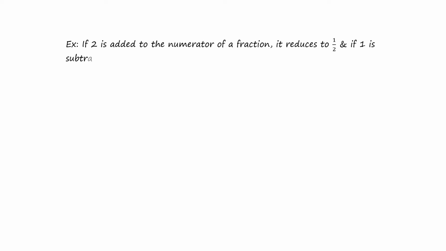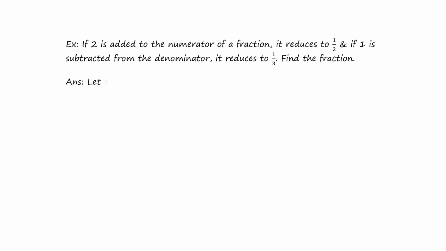If 2 is added to the numerator of a fraction, it reduces to 1 by 2, and if 1 is subtracted from the denominator, it reduces to 1 by 3. Find the fraction. Let the fraction be x by y. Now the question says, if 2 is added to the numerator, the fraction reduces to 1 by 2, and if 1 is subtracted from the denominator, it reduces to 1 by 3. Find the fraction.